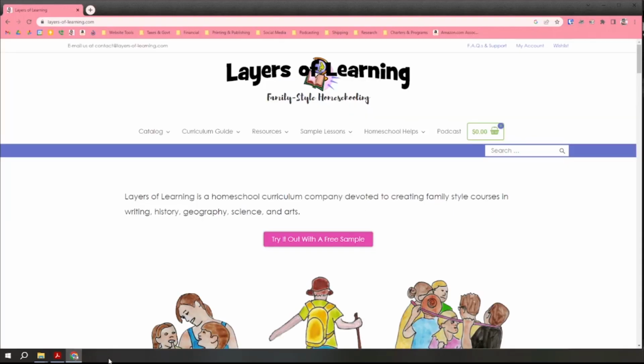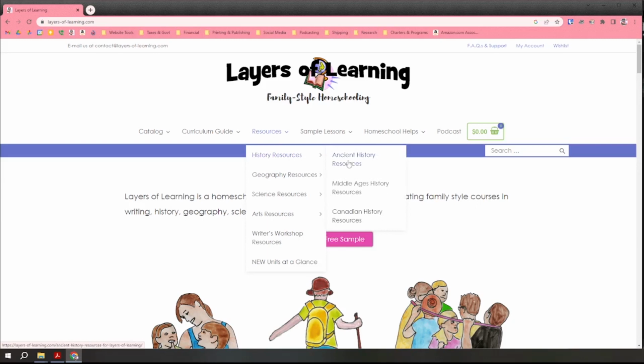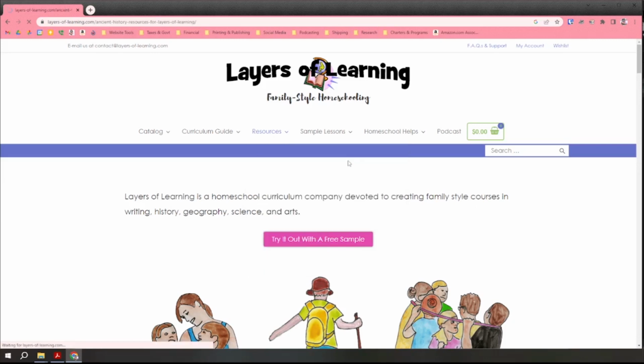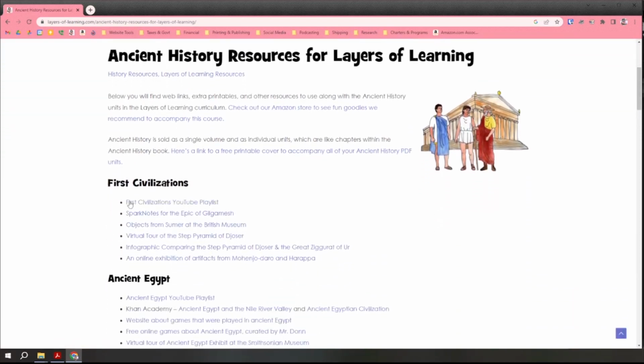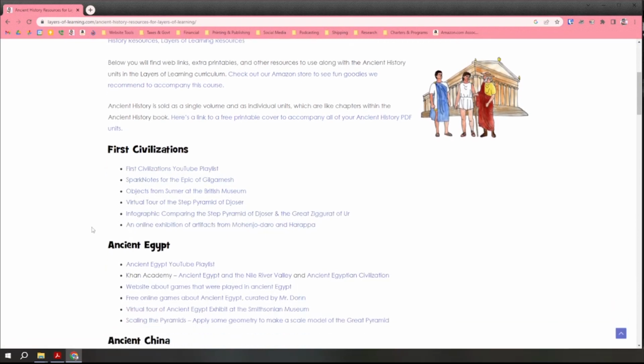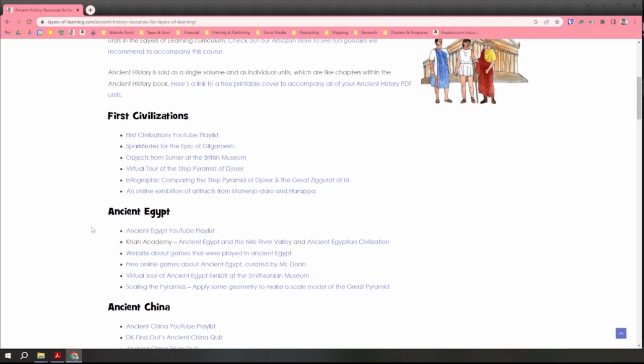And then finally, I want to show you the resources. I showed you that QR code at the beginning of the ancient history book. The QR code leads you to this page, the resources, history resources, ancient history resources from Layers of Learning. So if we go here, you will see that you have links for the unit, things that go with the unit, and you can use these to help you learn even more, things that are on the internet.